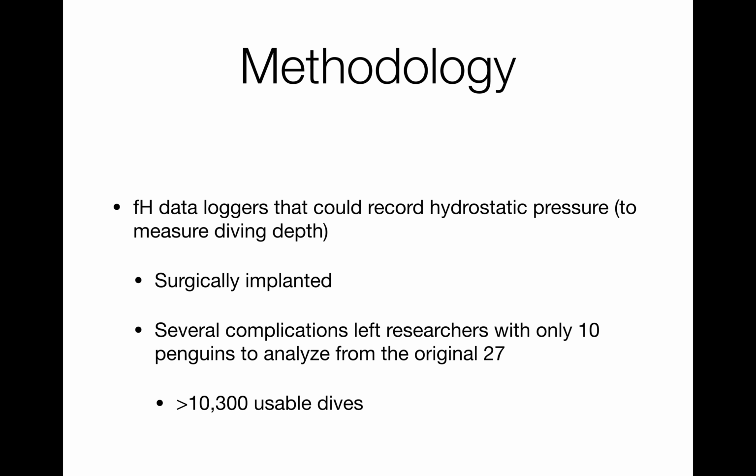2 incisions were made, one in the abdominal cavity to place the data logger and one of the 2 electrodes attached to it. This first electrode was actually placed near the apex of the heart. The second incision was done 3 centimeters above the brood patch, where the second electrode was placed.